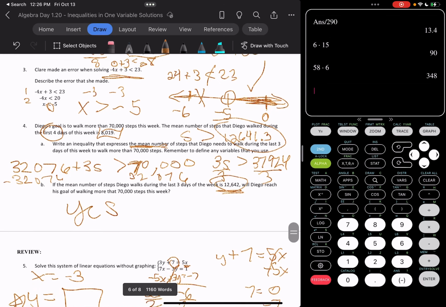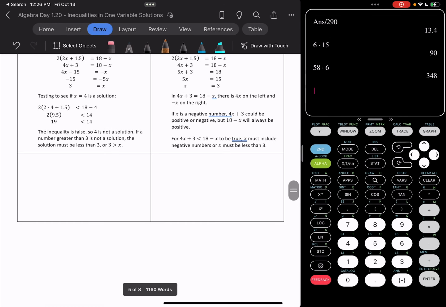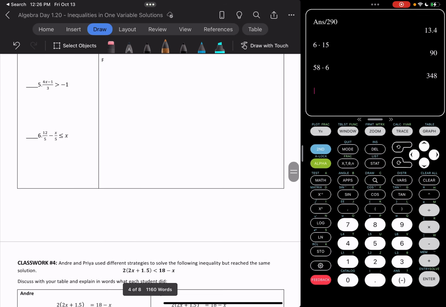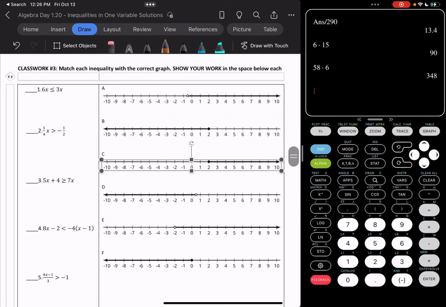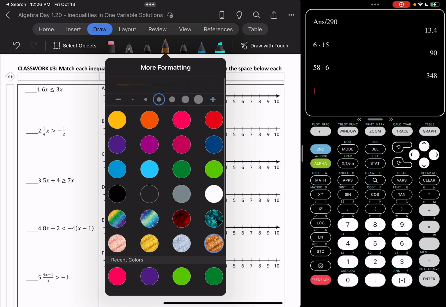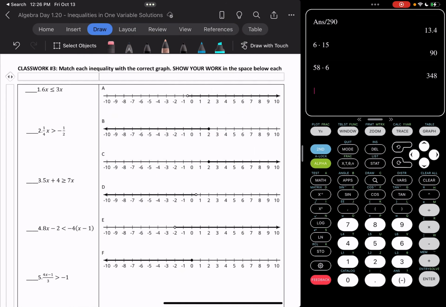All right. Let's go ahead and go back to this classwork. Remember, I said you can skip number 4, but I'm going to take you to number 3 just to make sure you're very clear on this. Now, just a quick note, that is not 1.6, it's 6x. So 6x is less than or equal to 3x.